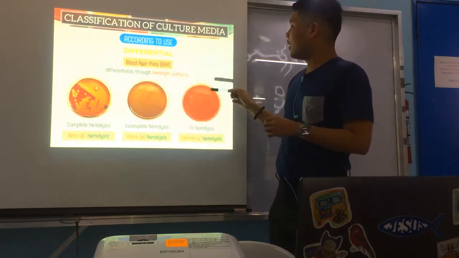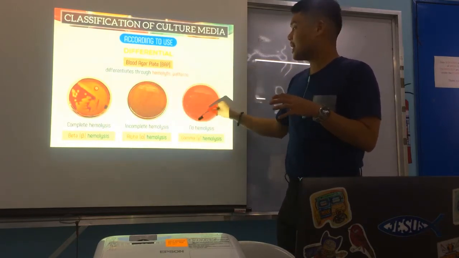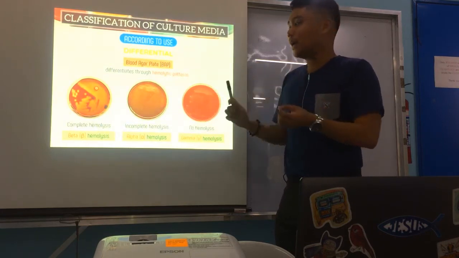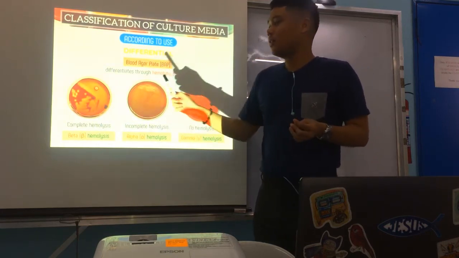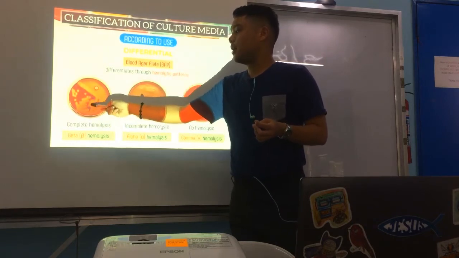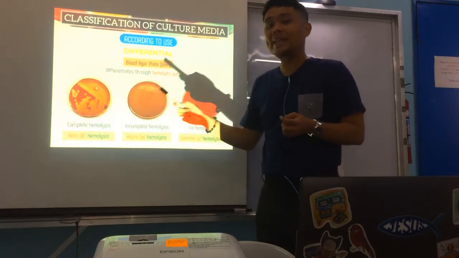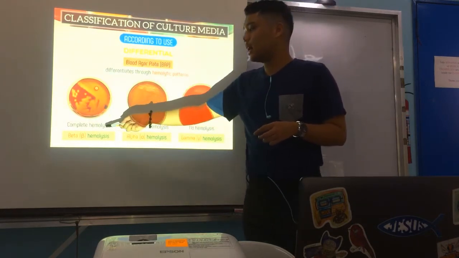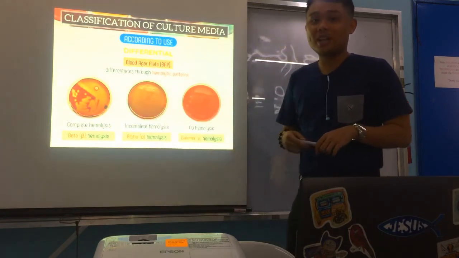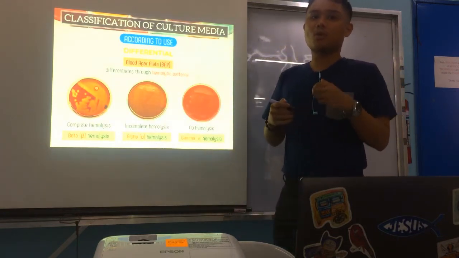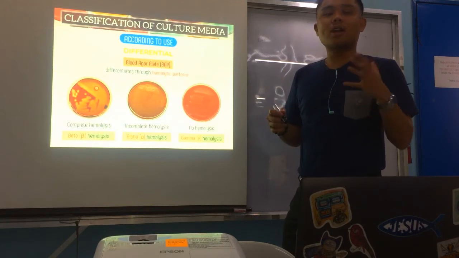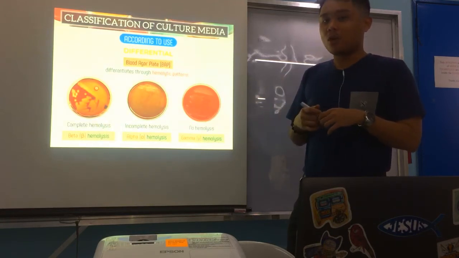As you can see, your blood agar plate is really red if there is no organism. But if the organism is beta hemolytic, it clears the area. So this is beta hemolytic, complete hemolysis. And a good example is Strep pyogenes, Streptococcus pyogenes, Streptococcus agalactiae. These are all beta hemolytic streptococci.